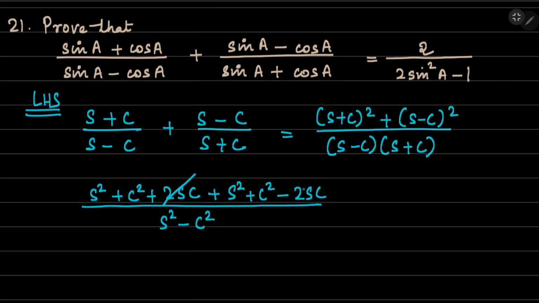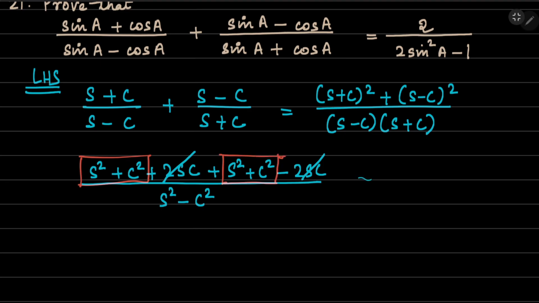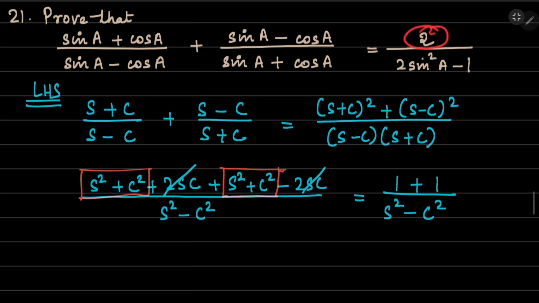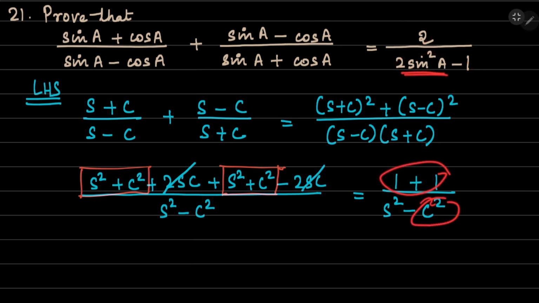Okay, this 2 sine a cos a minus 2 sine a cos a will get cancelled, right? So what do you have? You have sine square plus cos square and sine square plus cos square. We know it's equal to 1. So this is nothing but 1 plus 1 divided by sine square minus cos square. But in the denominator, numerator 2 I have got, 1 plus 1 is 2. Denominator I only need sine square. I don't need cos square.